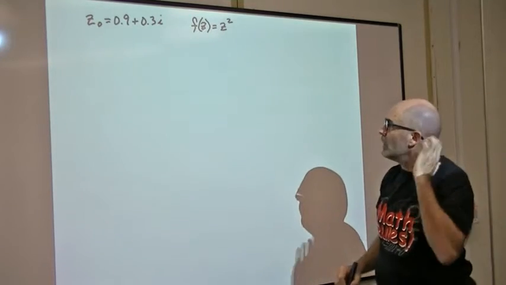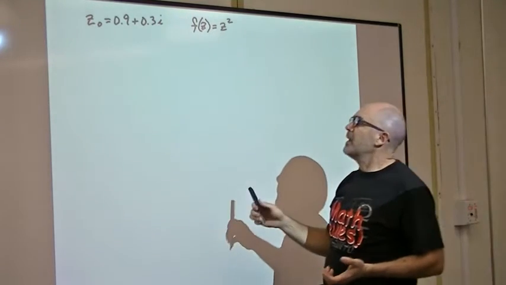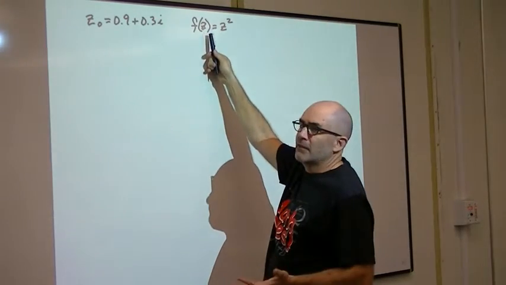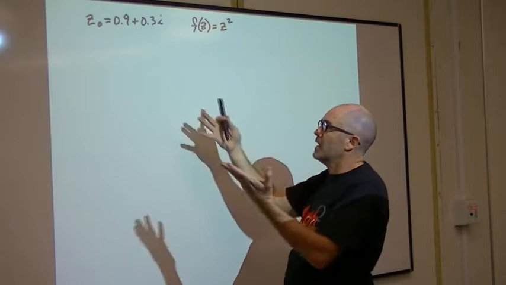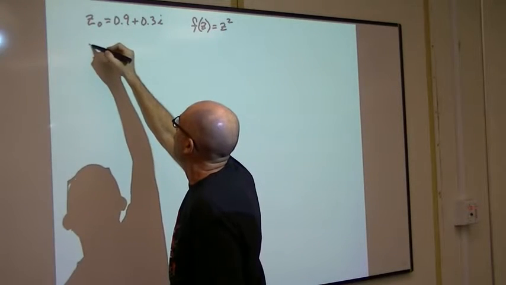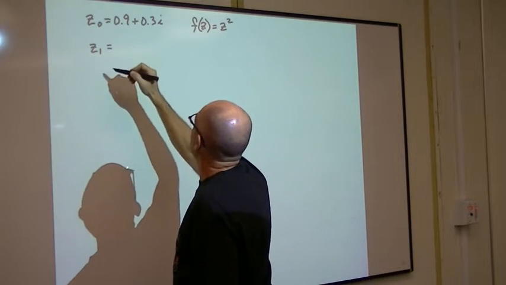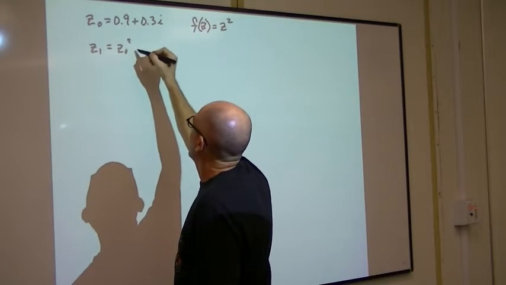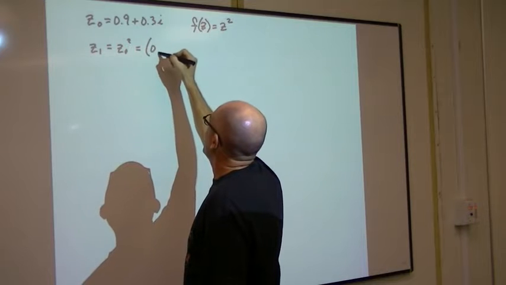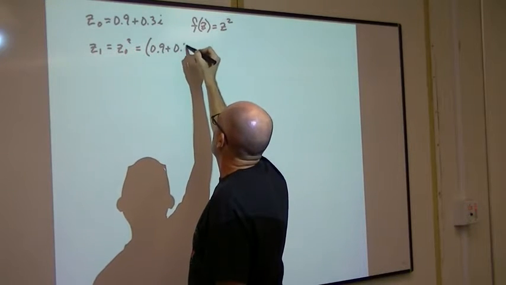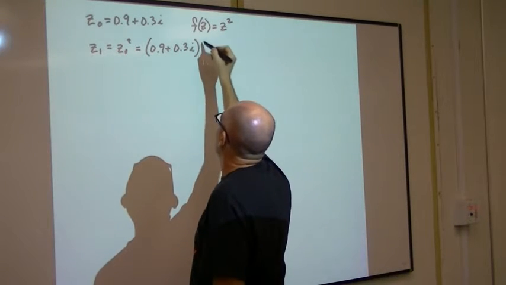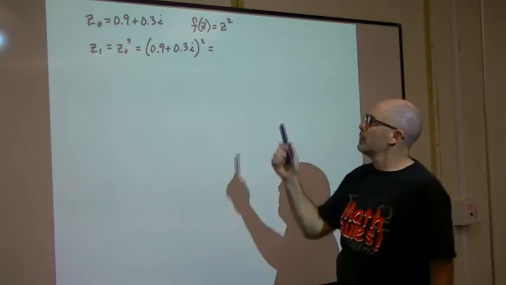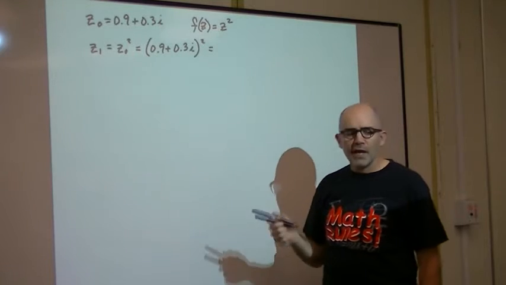Okay. So now, that's basically saying I'm just going to take any z and plug it in the function, square it, and get my new z. So z sub 1 is just going to be z sub 0 squared, which is going to equal 0.9 plus 0.3i squared.